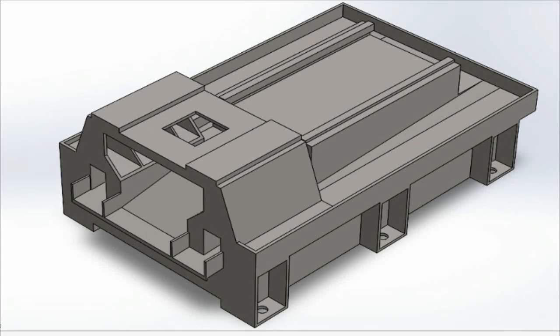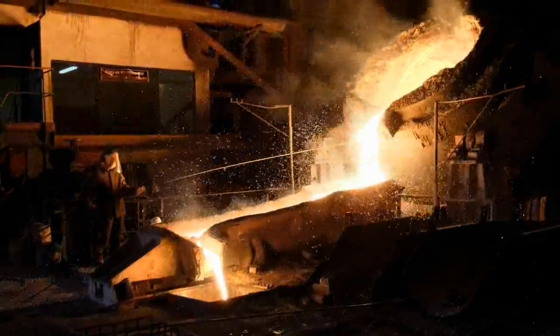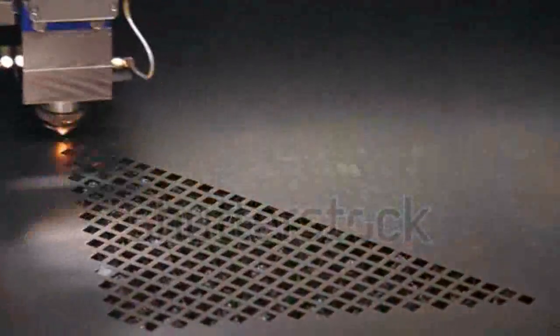Machine base and other parts which are subjected to compression are casting parts, which are made by casting the molten cast iron, using dies and molds. Machine covers are generally the sheet metal parts.